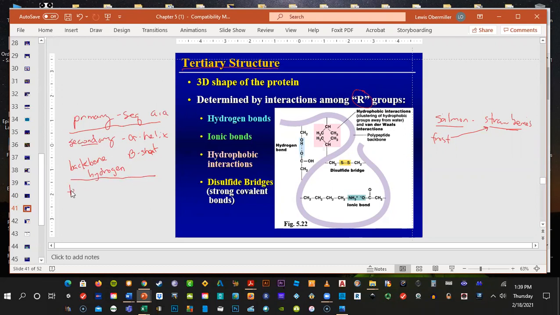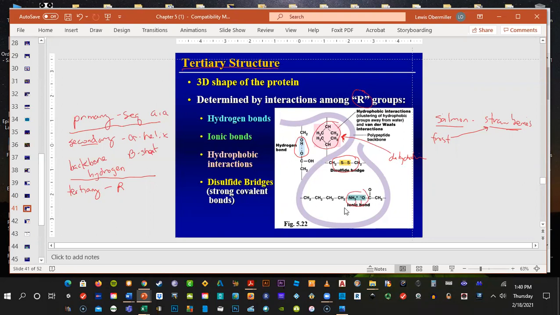And then the third one is tertiary, which is just the third structure, right? And this is caused by interaction of the R groups. So remember, I just drew that before. You could have two positives next to each other, so that would cause them to bend. You could have hydrophobic interactions. This might be important if you want to scare water away. You can have sulfur interactions. You could have hydrogen bonds, ionic bonds. So like we talked about, a negative R group and a positive R group.